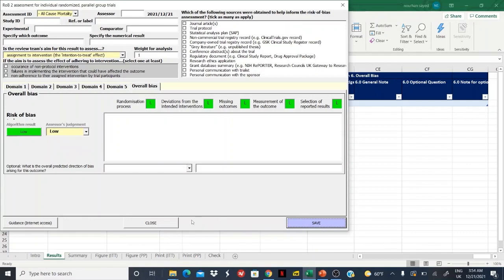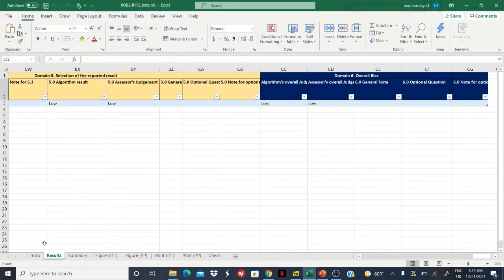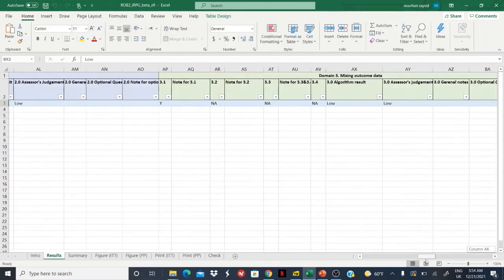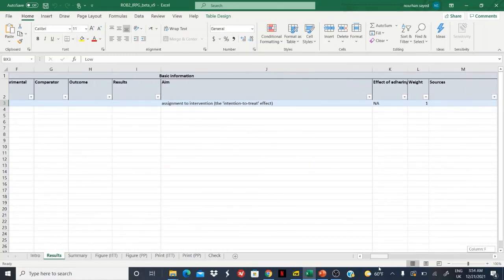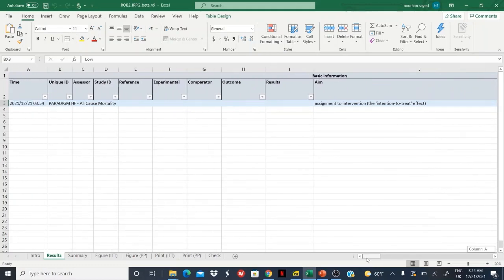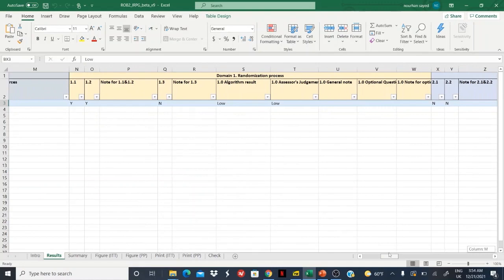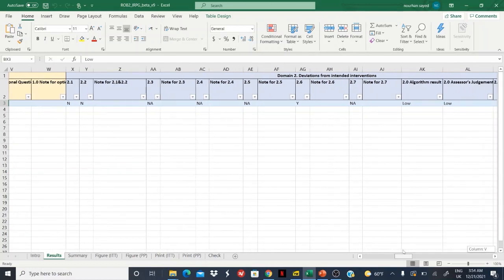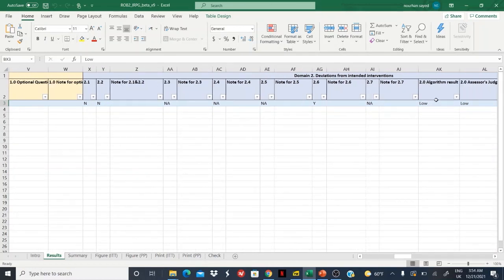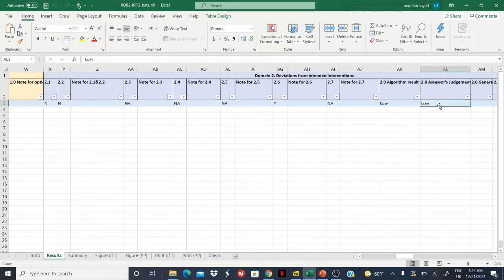Now, in order to actually see your results, you can click on the Results tab here. And each column is going to represent a certain domain, right? So in this case, the first set of columns will represent the randomization process with our judgments. The second will represent the deviations from intended interventions, with the final algorithmic result as well as the assessor's judgment.